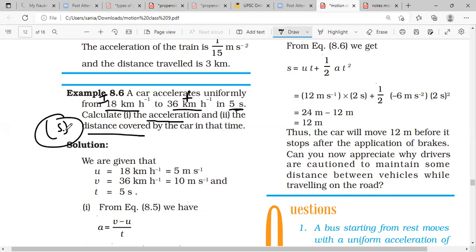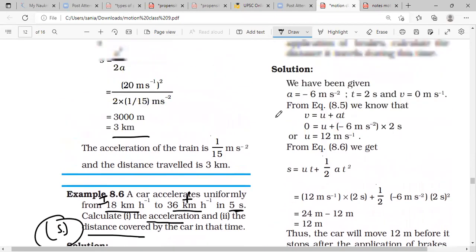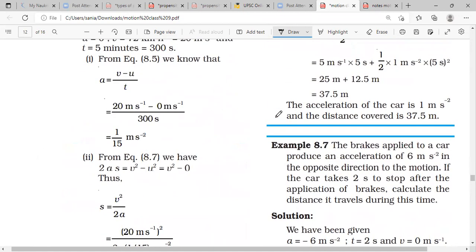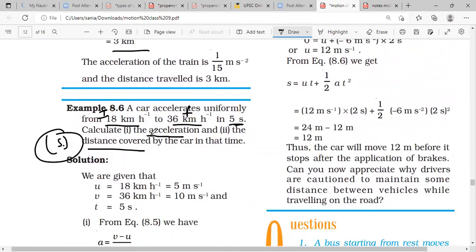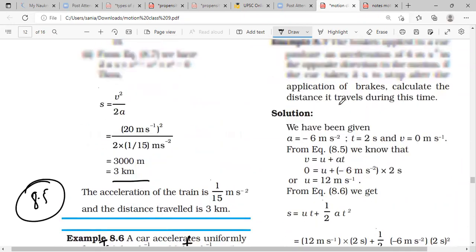You can do this? Yes, same formula, ma'am. Oh, good. I think both of you can do this, right? It is the same as 8.5. Okay? Yes, guys? Yes, ma'am. Yes, sir.